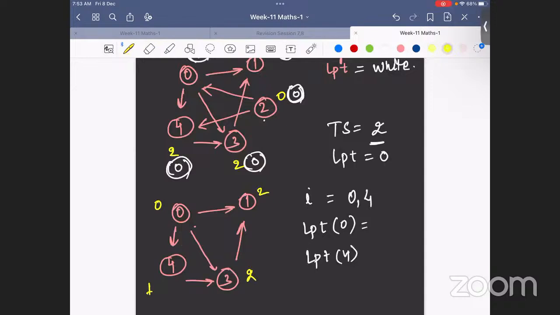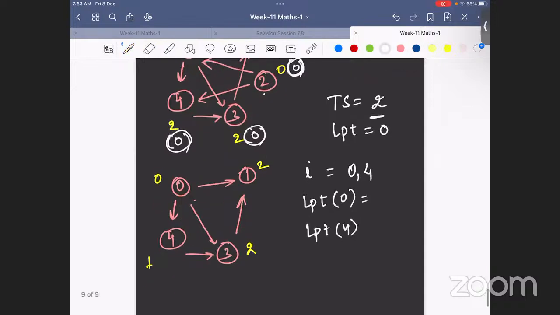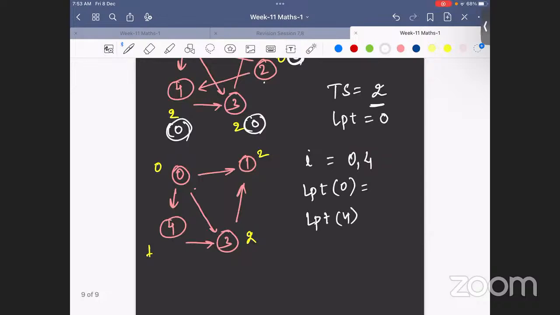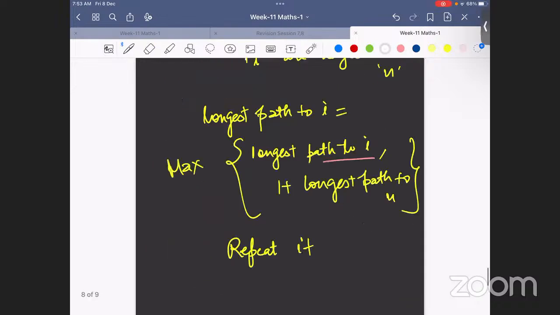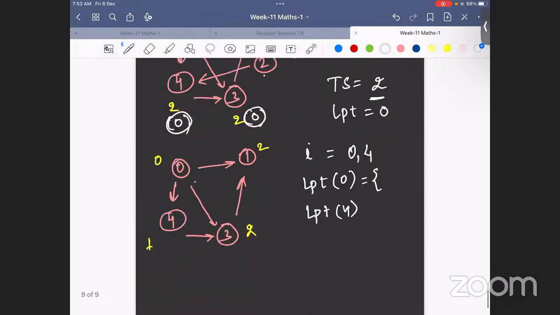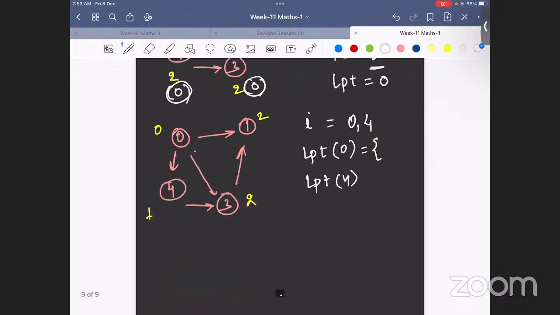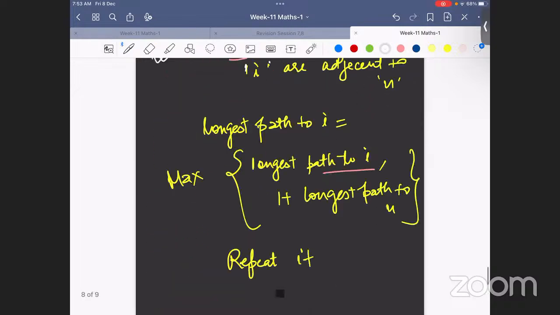Correct? And now if we have to update the LPT also, if you are updating the LPT for 0, what should the value be? I told you one formula, that is what? The maximum of longest path to I, comma 1 plus longest path to U. So what should the value be? The first thing is longest path to I, and then 1 plus longest path to U. So what is U here? What was the U for our case? 2, right?